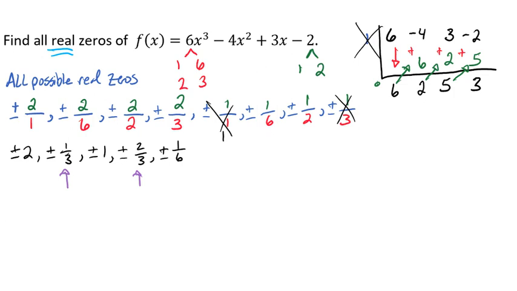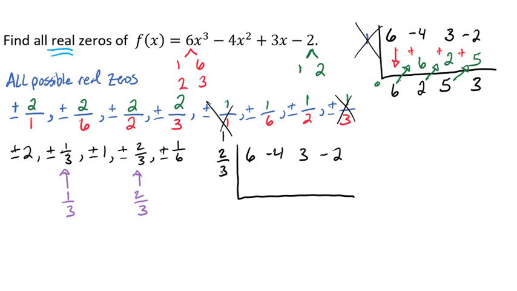So there's 2 choices left: the 1/3 or the 2/3, and it can't be negative because we saw on the graph that they're positive. So we're going to set up our synthetic division again. 6, -4, 3, and -2. Now it's a matter of trying what you think might be best. It's kind of a 50-50 chance on this one, so I'm going to try 2/3.